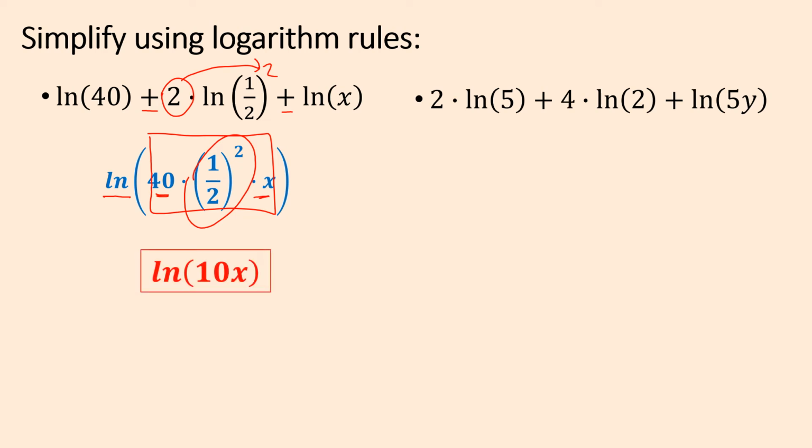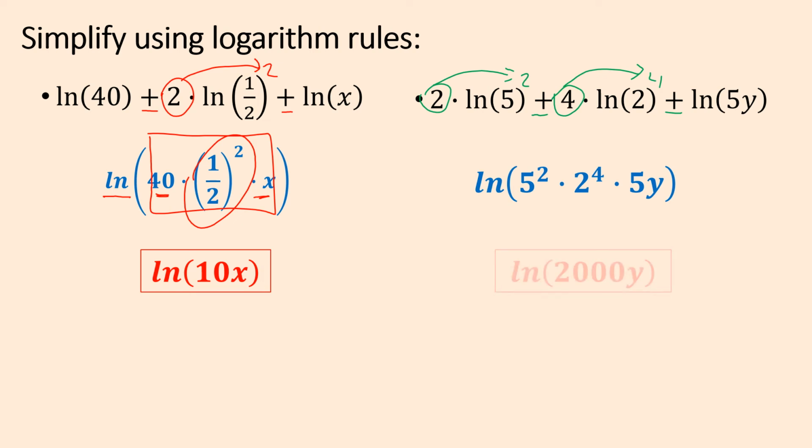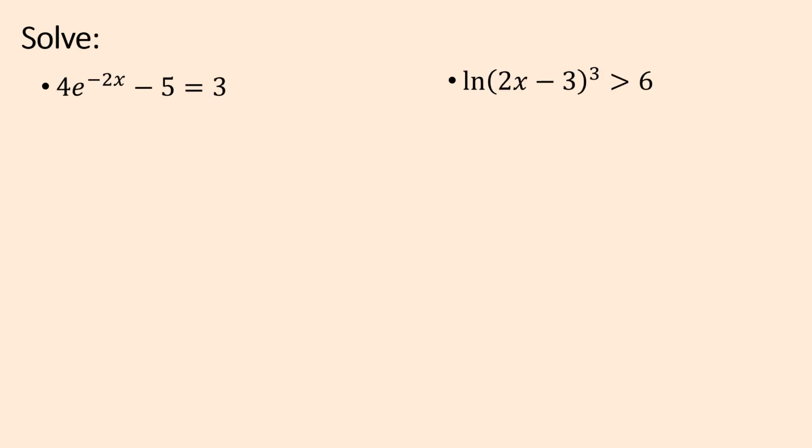We're going to do the same thing with this next one. 2 goes up top. This 4 goes up top. And again, since we have plus signs in between them, we multiply all those things together. 5 squared times 2 to the 4th times 5y. Natural log of 2000y. These last two have a few additional steps, but they're really not that complicated.